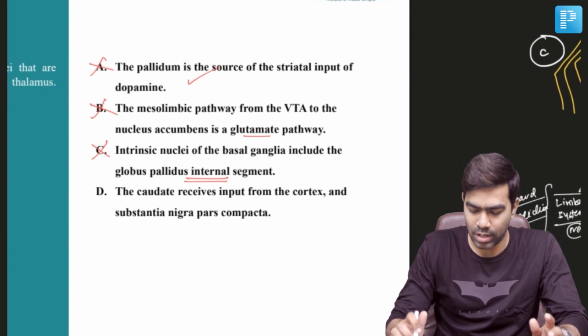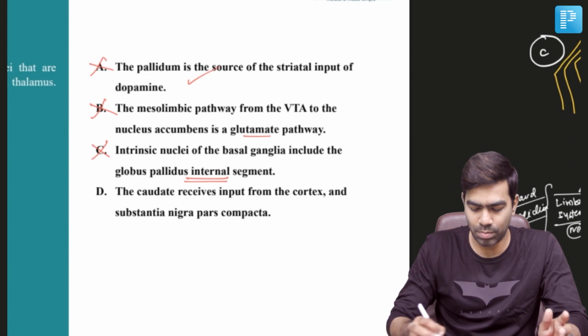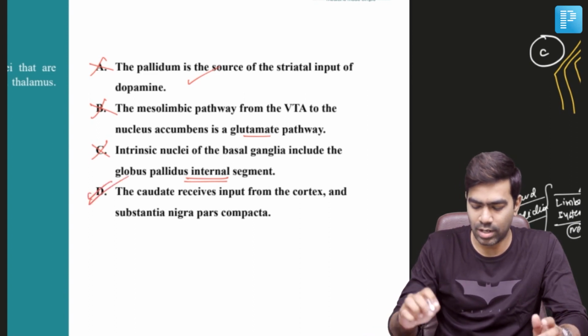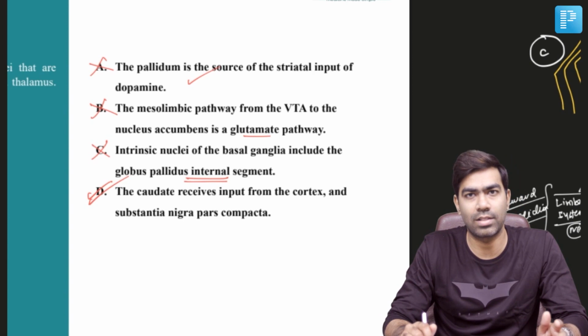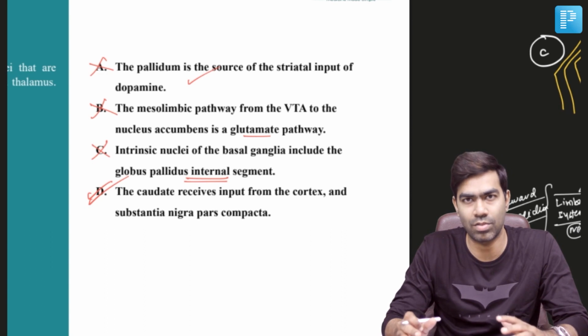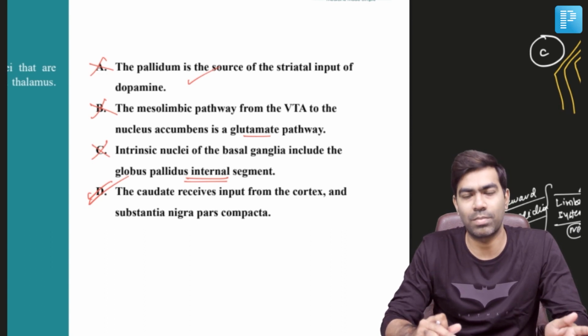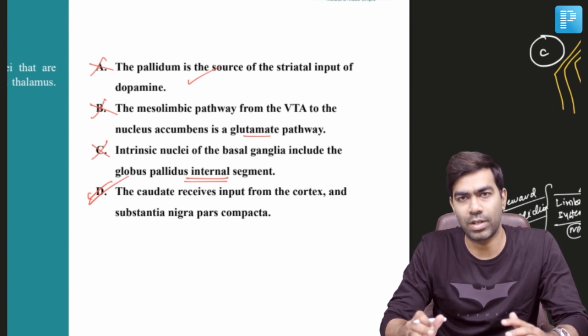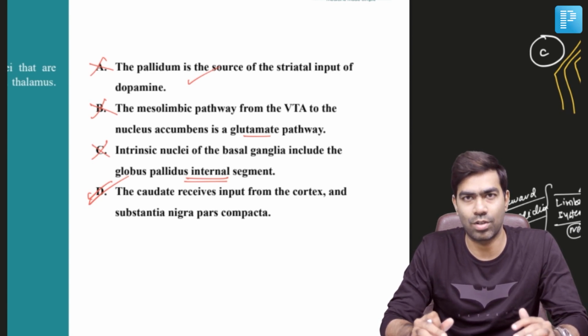And option D states the caudate receives input from the cortex and the substantia nigra pars compacta. This is correct. Caudate does receive input from the cortex and the substantia nigra pars compacta. Cortex is going to release glutamate at the level of the striatum, and substantia nigra pars compacta is going to release dopamine at the level of the striatum through nigrostriatal neurons.